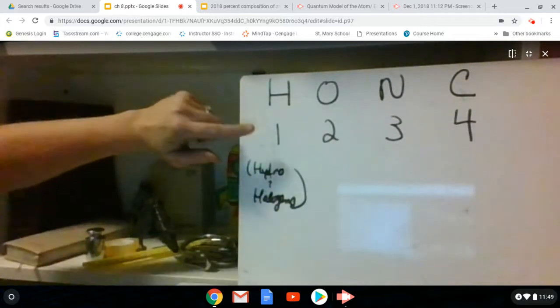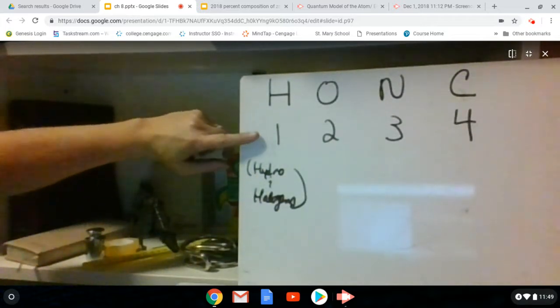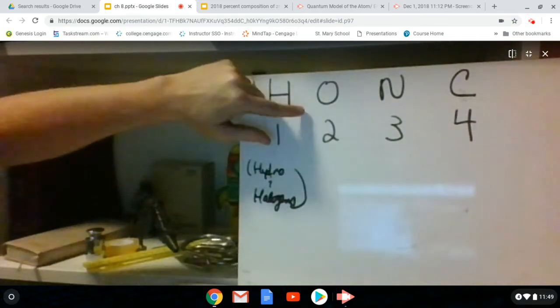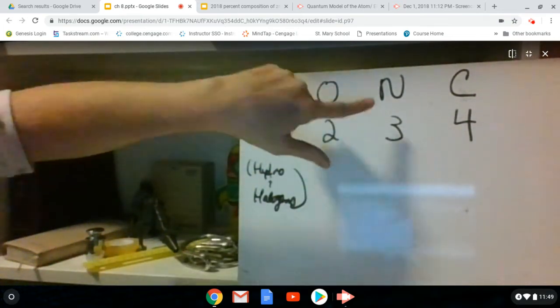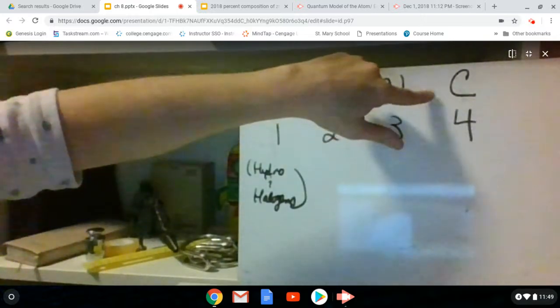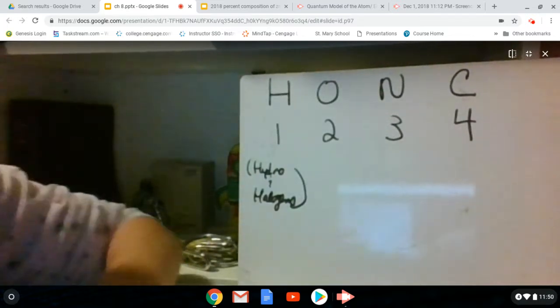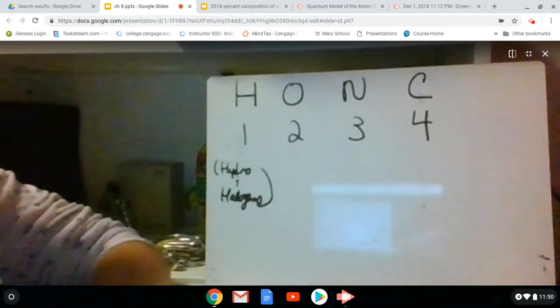So hydrogen will have no lone pairs. The halogens will have 3 lone pairs. Oxygen will have 2 lone pairs. Nitrogen will have 1 lone pair. And carbon, we'll say it shouldn't have any, but there are exceptions to that rule. So let's start with doing some examples.